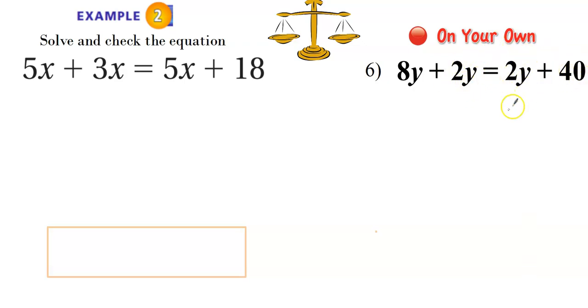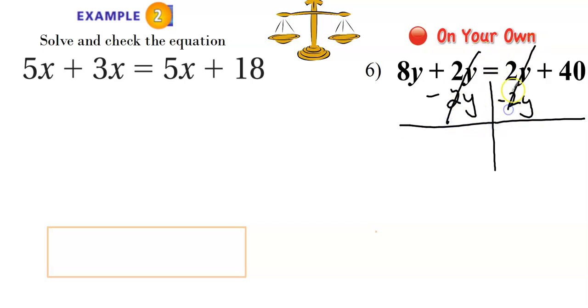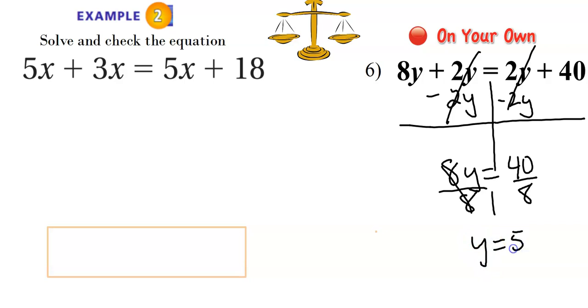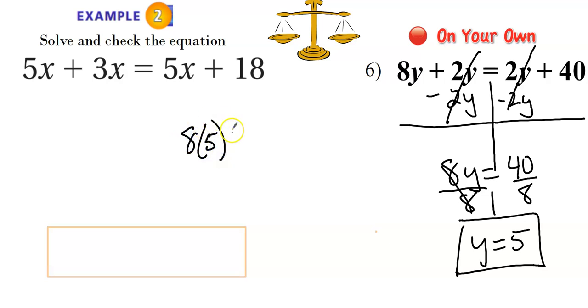They both have 2y, so it makes sense that I could just get rid of the 2y on both sides, right? As long as I do the same thing, I still have an equivalent equation. And now I have 8y equals 40, so I can draw my balance scale, divide both sides by 8. The 8's cancel out. I get y equals 5. The tricky part is putting it back into the equation. I have to write the whole equation as it was, showing that I am substituting in the value of 5. Everywhere you see y, I'm writing 5.